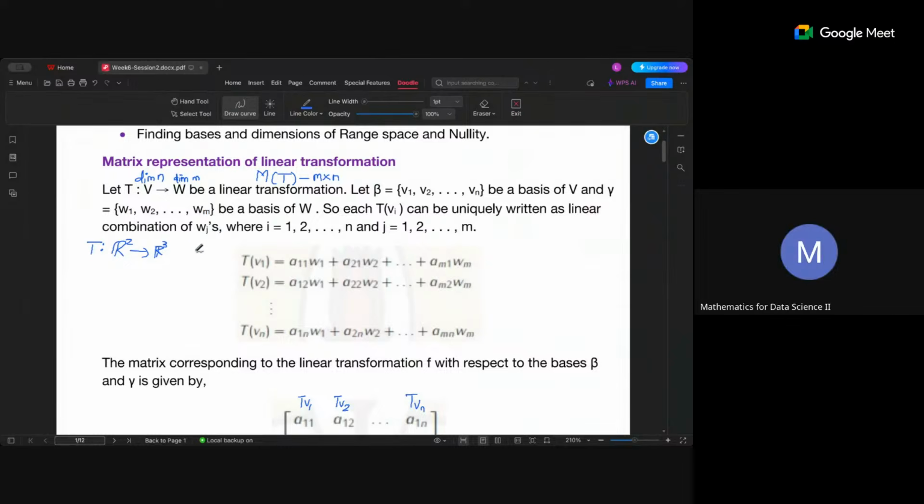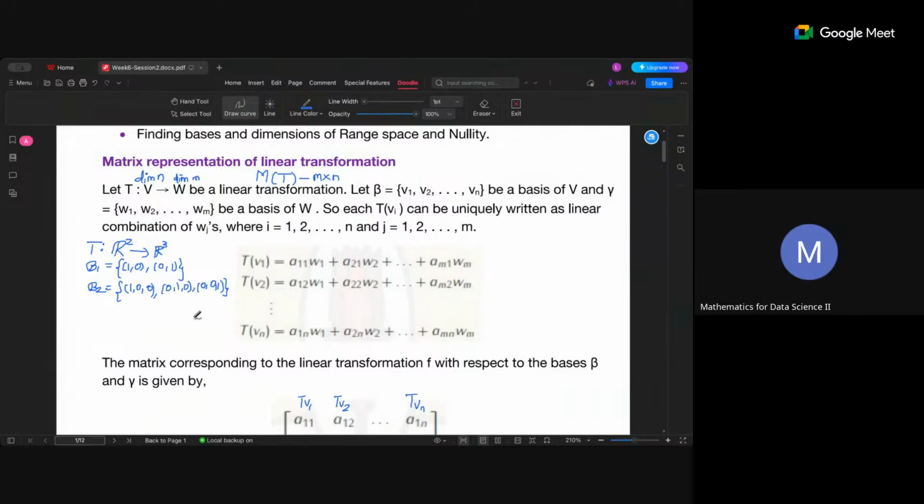Now let's take the very simple case of the canonical basis. What is meant by this canonical basis or standard basis? So what is the standard basis for R2? (1,0), (0,1). And what's the standard basis for R3? (1,0,0), (0,1,0), (0,0,1). So this is the standard basis of R2 and R3.